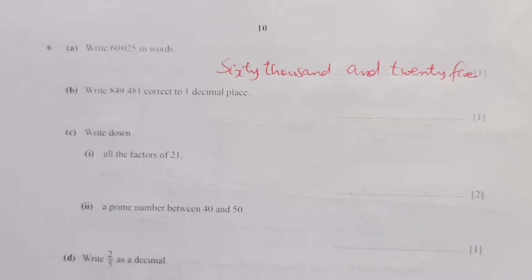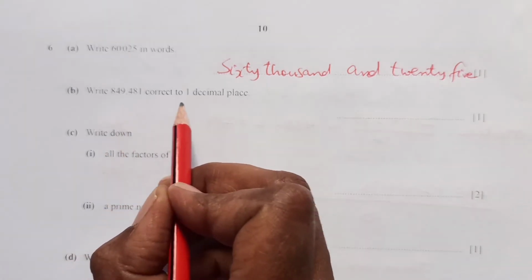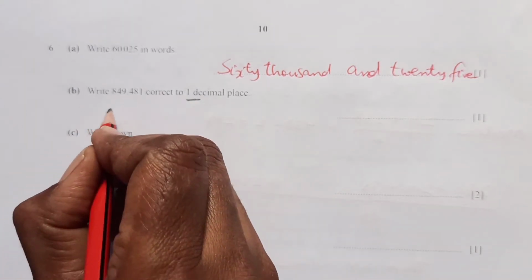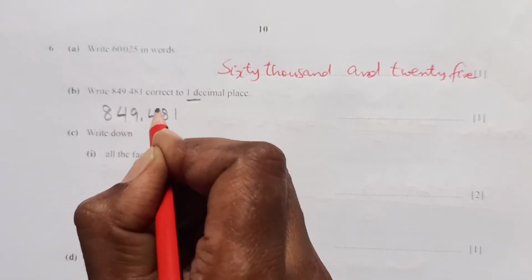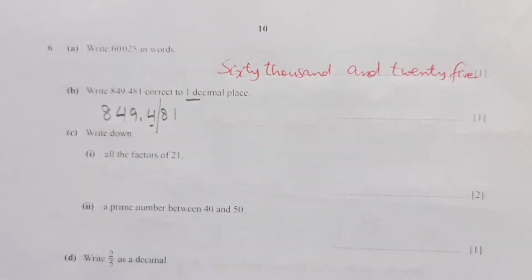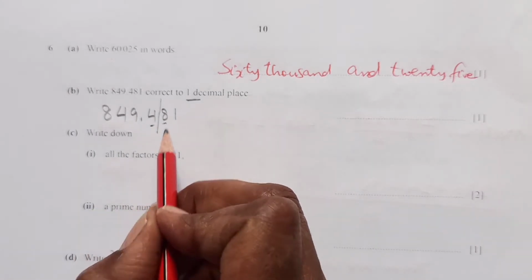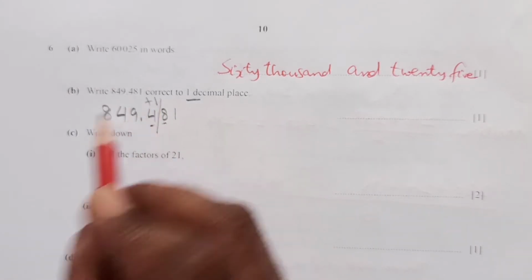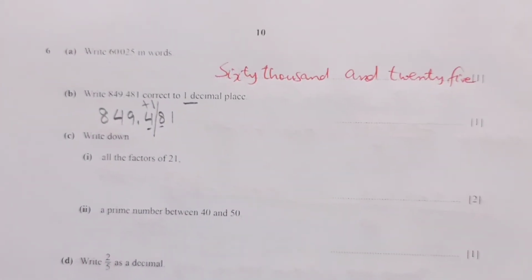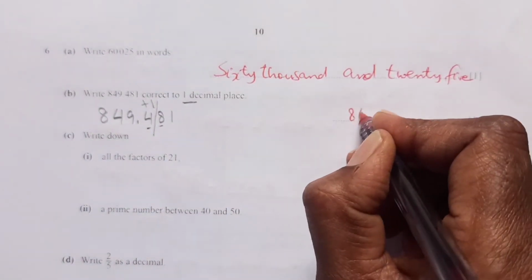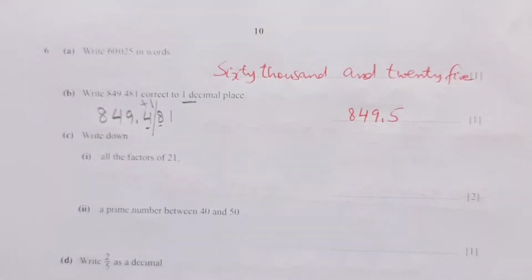Okay, now part B, write 849.481 to 1 decimal place. So this is 849.481. We need 1 decimal place, so we can put slash here. Then you see this number is more than 5, so we are going to add 1 here. So our final answer will be 849.5.